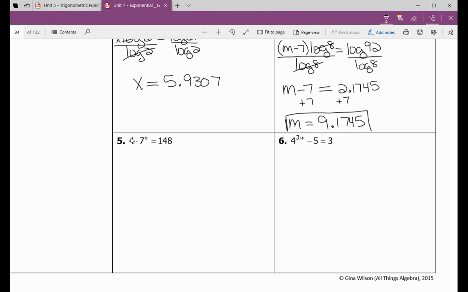So here, I have this pesky little 4. I need b to the x equals y. I do not need something times b to the x. So I'm actually going to divide both sides by 4. 148 divided by 4 should give you 37. Once I get to this point, I am ready to log both sides.